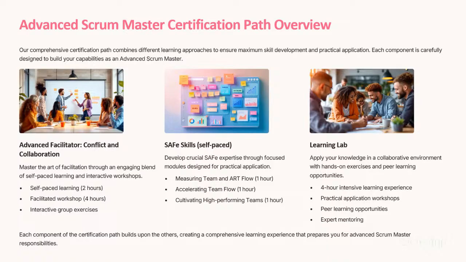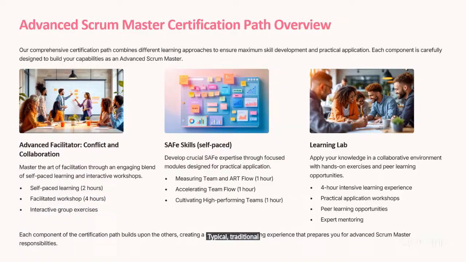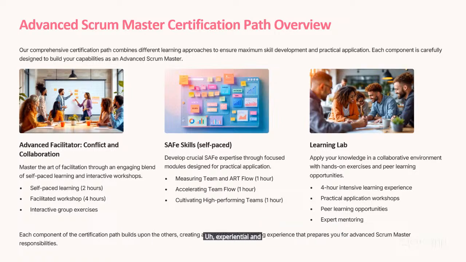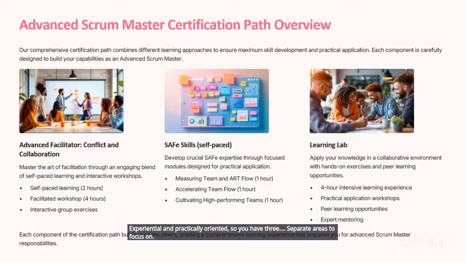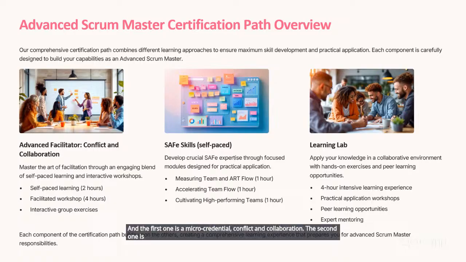So this is the new change in the SAFe Advanced Scrum Master implementation. Instead of the typical traditional PowerPoint where you have the talk and then some discussions, here it is extremely experiential and practically oriented. So you have 3 separate areas to focus on. The first one is a micro credential, conflict and collaboration. The second one is team SAFe skills. You get 3 SAFe skills.